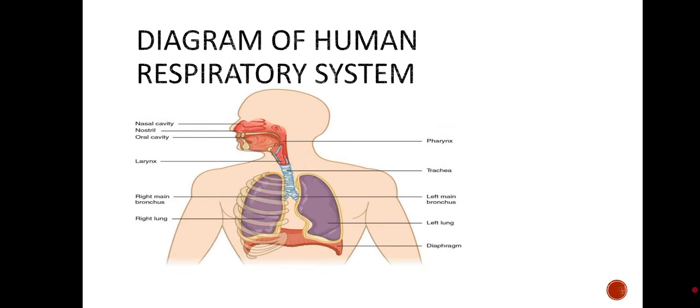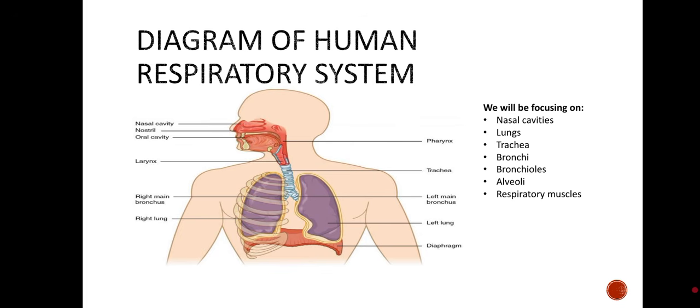So today, as I said, we'll be focusing on the human respiratory system, right? So, as you look at the human respiratory system, today we'll be focusing on the nasal cavity, trachea, bronchi, bronchioles, lungs, alveoli, and the respiratory muscles, right? If you can see the diagram, we'll be focusing on the nasal cavity, which is at the beginning. Then we go to the lungs and all that. So yeah, let's get on with today's video.